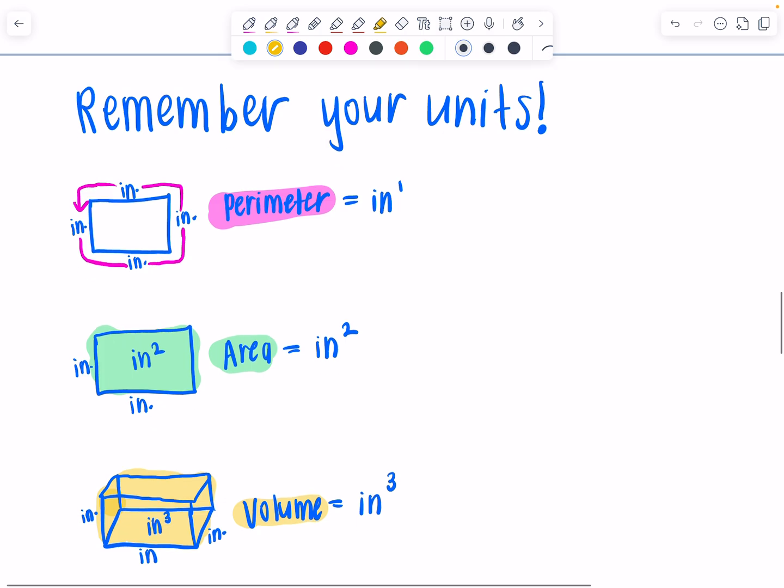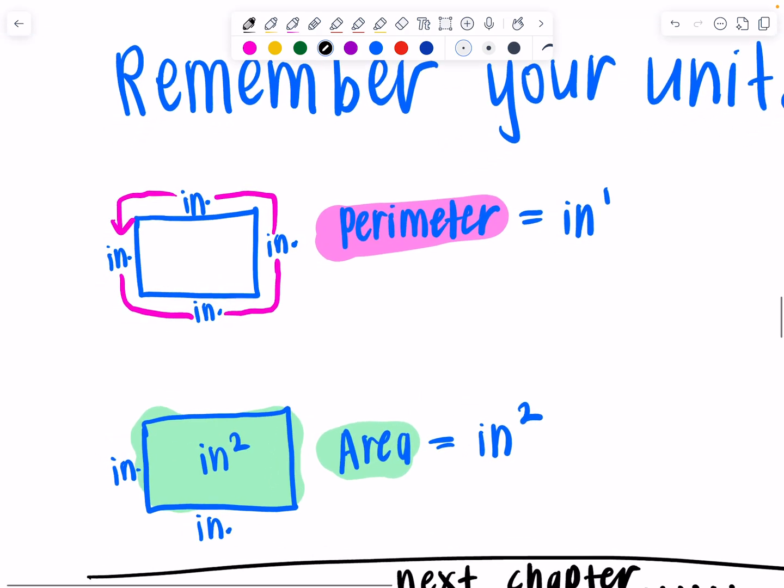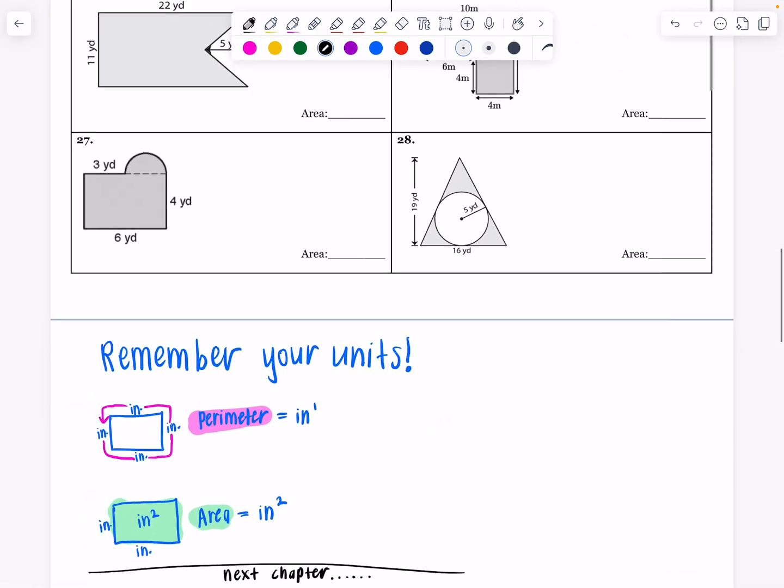And then we will do volume. Now, we have not done that yet. We'll do that next chapter. So I'm going to write a note. Next chapter, we will do volume. And so that is where it's going to be to the third power. So that's to come. So nothing on your test for this one should be to the third power. We are just focusing on finding one-dimensional things and two-dimensional things. But area is always going to be units squared. Perimeter, or finding like a radius or a side length, that's always going to be to the first power. Okay, so make sure you remember those units.